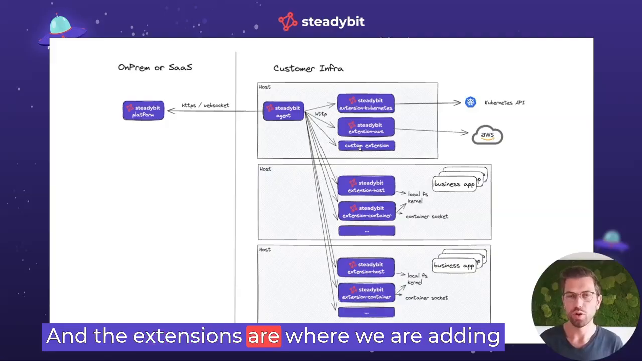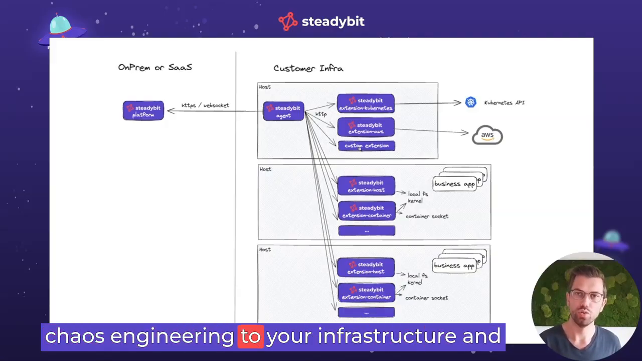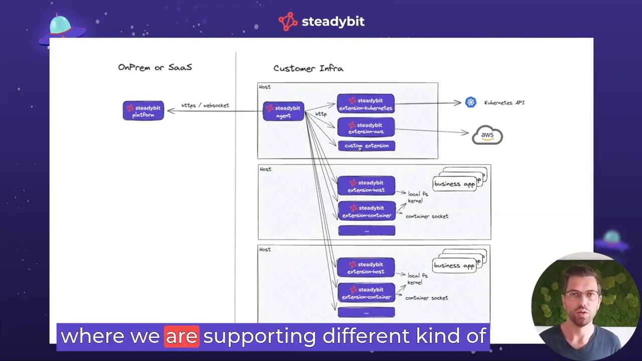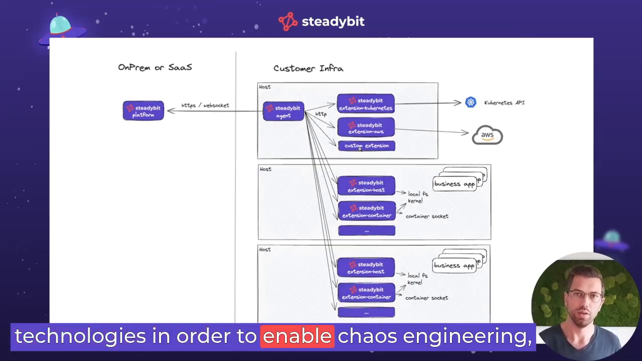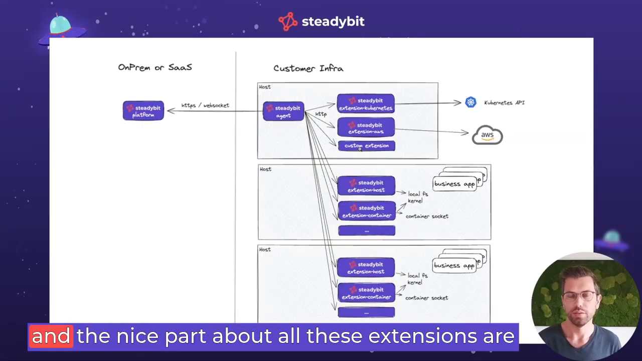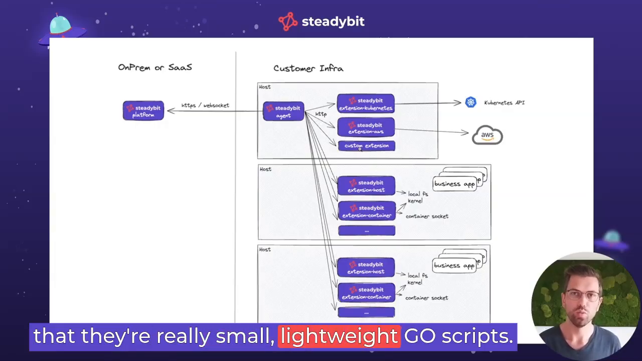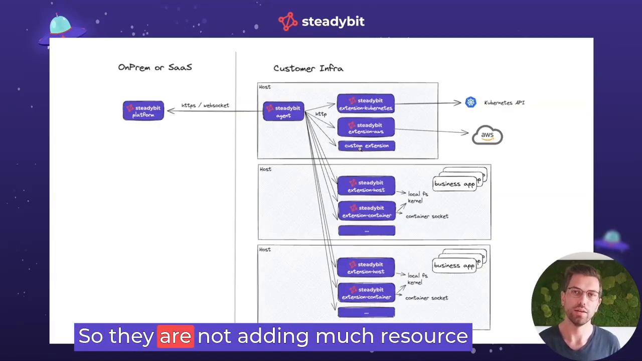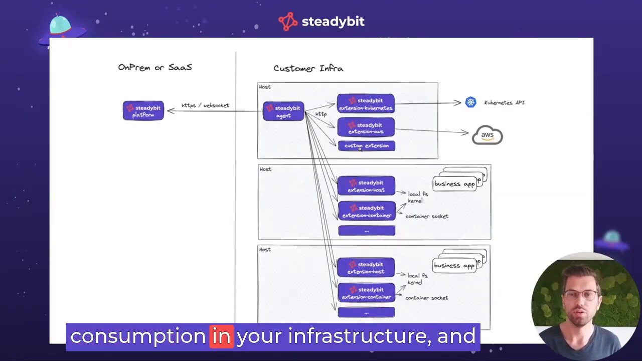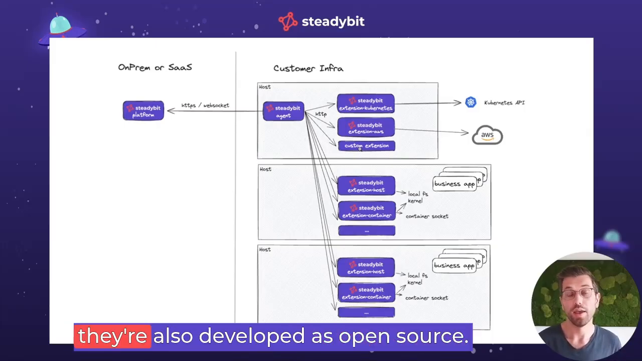And the extensions are where we are adding chaos engineering to your infrastructure and where we are supporting different kinds of technologies in order to enable chaos engineering. The nice part about all these extensions is that they are really small, lightweight Go scripts, so they are not adding much resource consumption in your infrastructure, and they are also developed as open source.